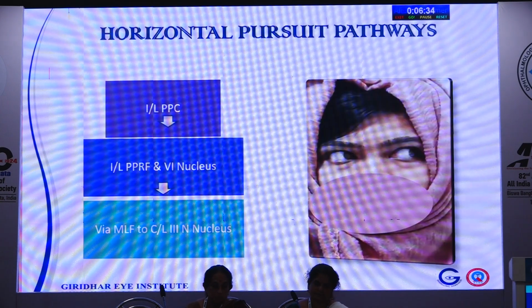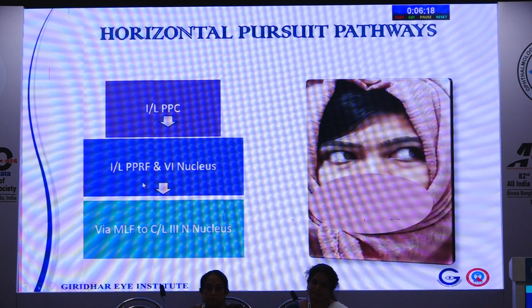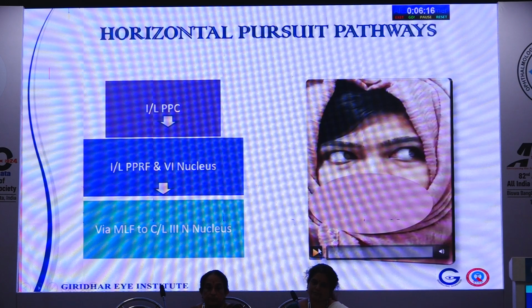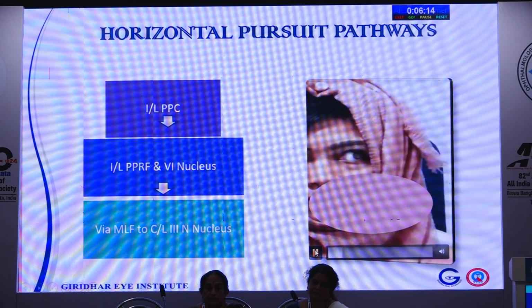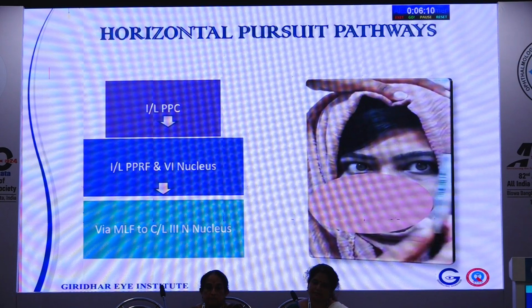Now coming to pursuits. Remember P for pursuit. The posterior parietal cortex is basically responsible for your pursuits, the ipsilateral posterior parietal cortex. Again, the horizontal gaze center is in the pons, so the PPRF and 6th nerve nucleus, with the same pathway via the MLF to the contralateral 3rd nerve nucleus. So this is the pursuit happening. It's a slow tracking movement. You're following the object very slowly around the horizontal eye field.